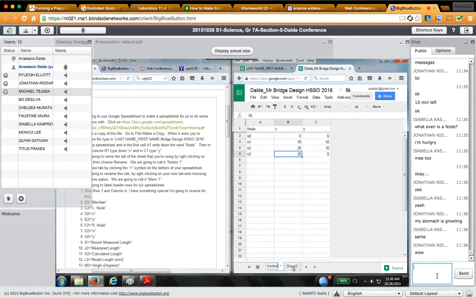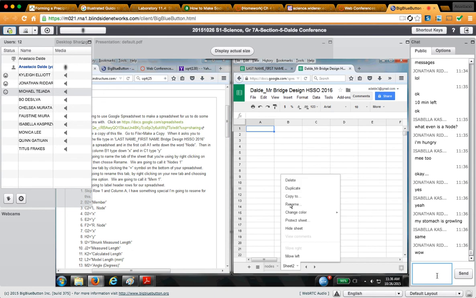And I think this will be called mem1, which talks about the members of my first bridge I'm designing. We cool? All right. Now, what I'm going to do is skip the first row and column. I'm going to reserve this for something special.